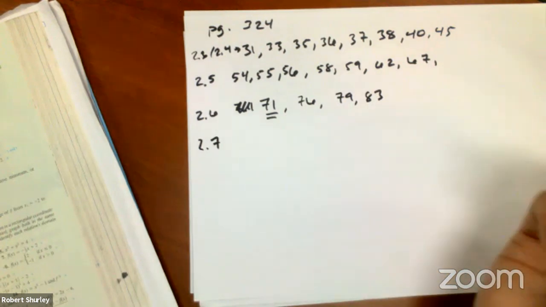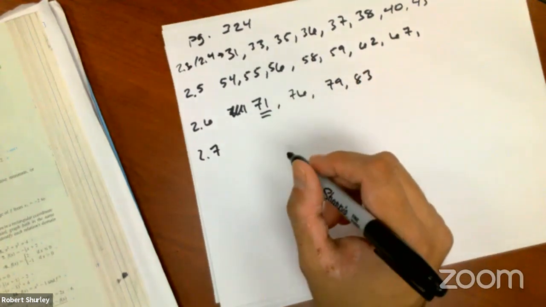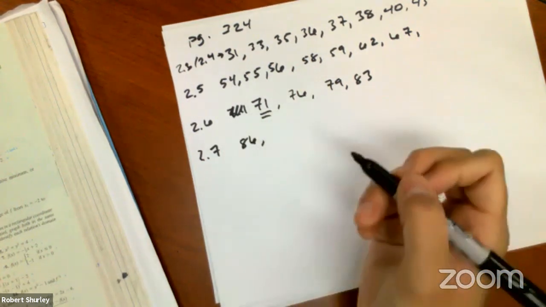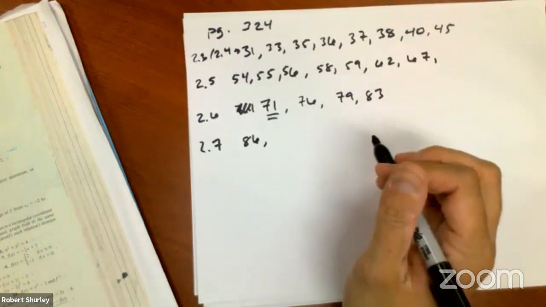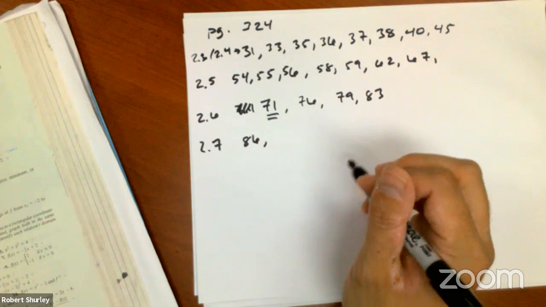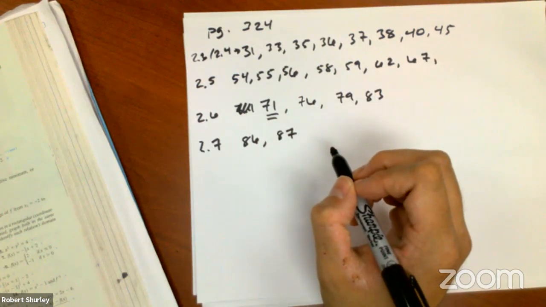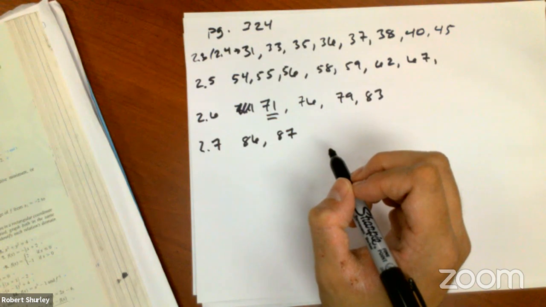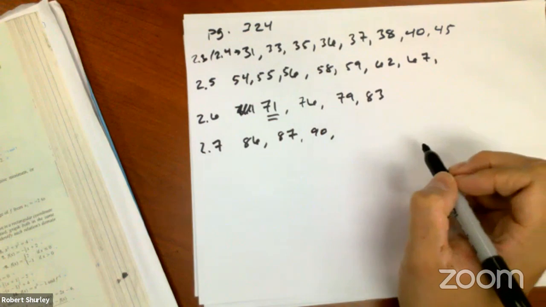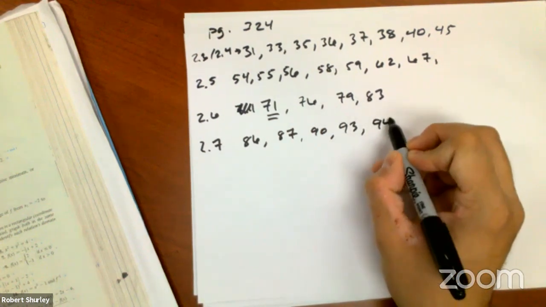And then 2.7, which is the last stuff. Okay, that's not too bad. 86 is a good one about given two functions, showing that they're composite or showing that they're inverses. And then 87. 90, 93, 94.